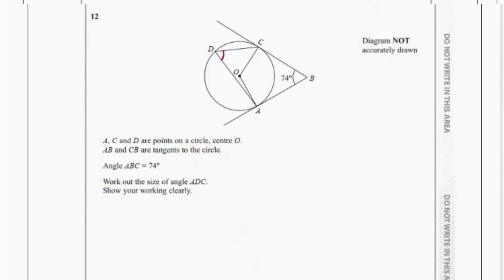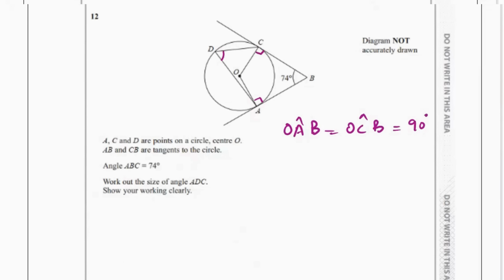Since CB and AB are tangents, that means the radius will make a 90-degree angle with the tangent. Even though in this question they're not asking for the reasoning, I'm going to tell you the reason for each step, so that in case you get a question where they're asking you to give a reason for each step that you're doing, you would know how to do it. So the radius always makes a 90-degree angle with the tangent. That's why OAB equals OCB, which is 90 degrees.